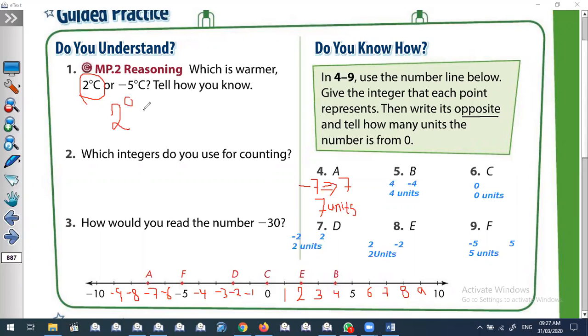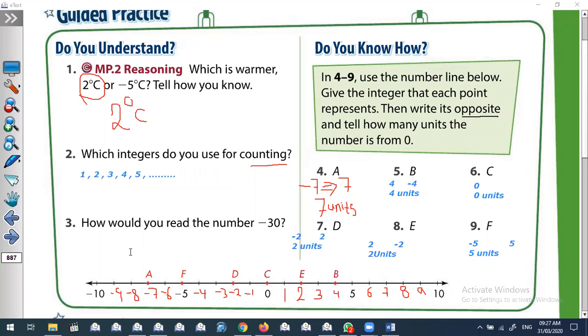Which integers do you use for counting? For counting, what are we going to use? Can we use negative in counting? No. We use in counting 1, 2, 3, 4, 5, 6, and so on. So we use in counting the positive numbers, which are 1, 2, 3, 4, 5, and so on. These numbers we use to count.